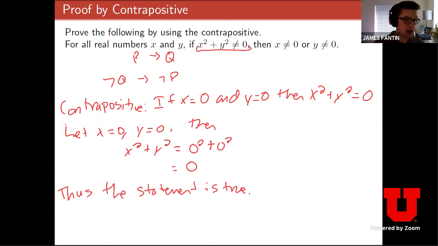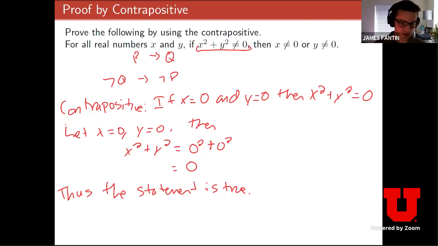But when we come to hard problems, oftentimes looking at the contrapositive of the statement can make it really easy to solve. So in this case, this is nearly trivial to solve with the contrapositive. If x and y are 0, then yeah, the squares are going to be 0. So that's just something to remember when doing proofs.